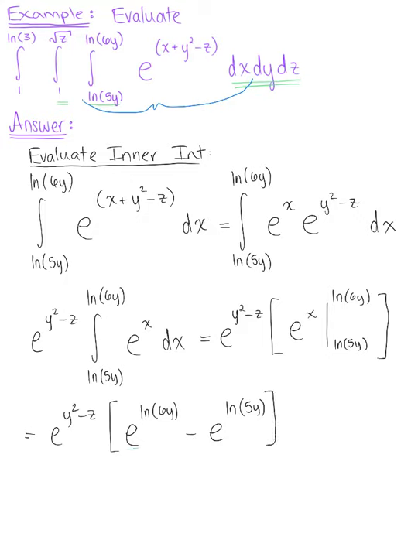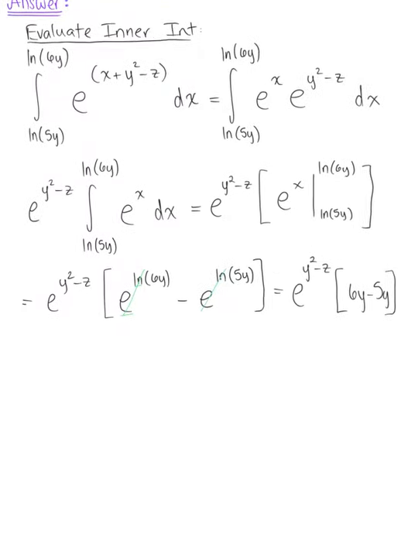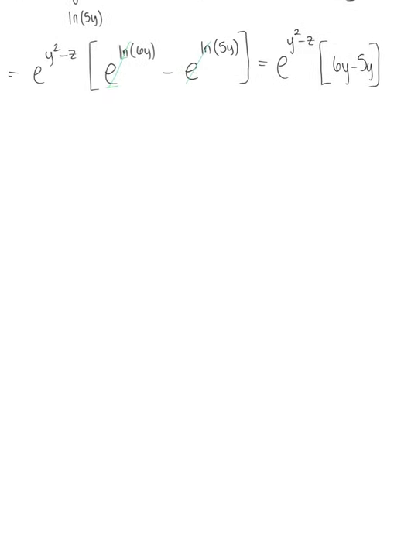We know that the natural exponential and natural logarithm are inverses of each other, so they undo the effects of each other, leaving us with the natural exponential raised to the y squared minus z multiplied by 6y minus 5y. This leaves us with just a y. So this is equal to the natural exponential raised to the y squared minus z multiplied by y. This is the inner integral.